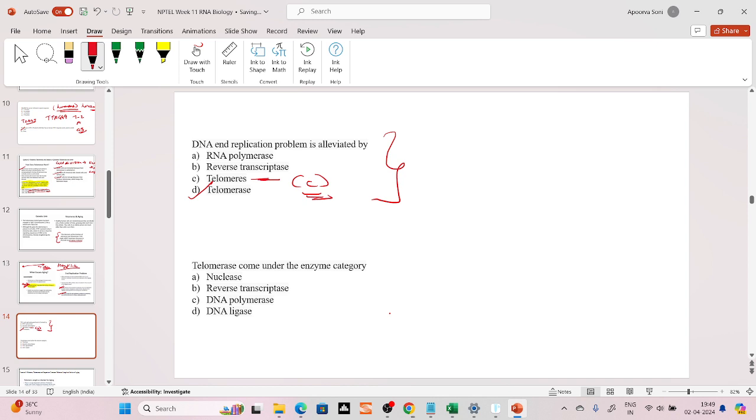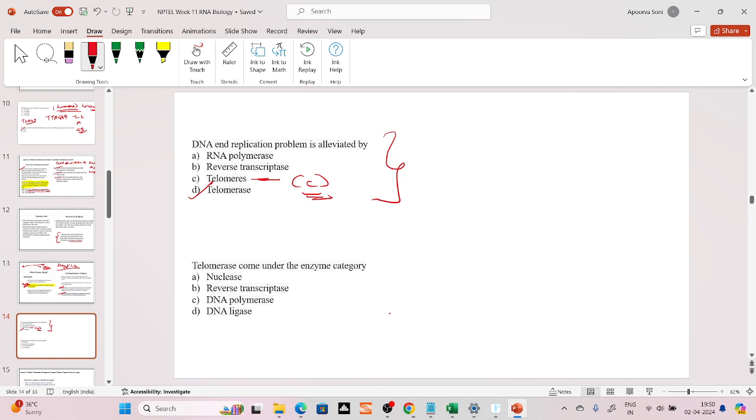But this question is very context dependent. Suppose you were given only these three options: RNA polymerase, reverse transcriptase, and telomeres, at that point you can choose telomeres, not telomerase. But when both are given, according to me, telomerase looks like a better option. But I don't know why they have written telomeres.